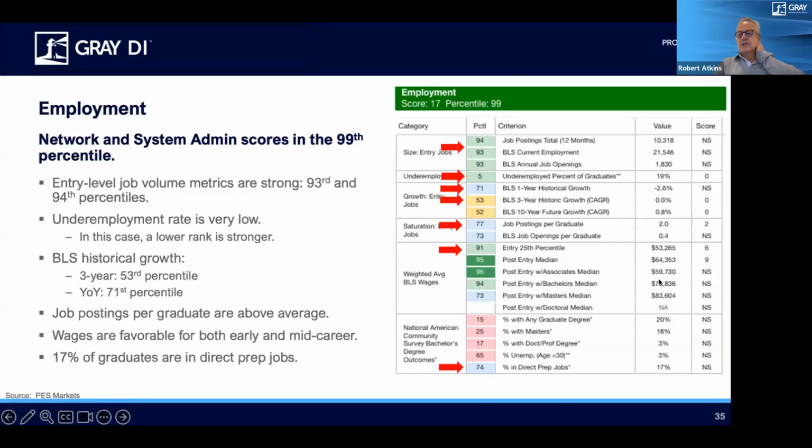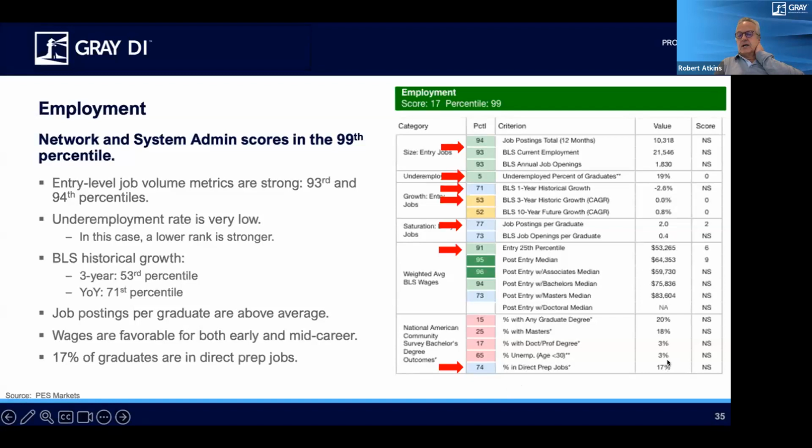So if they get an associate's, it actually bumps it down slightly, up from the entry, but not as high as it would be just for the average person who didn't get an associate's. It's often that way. Post-entry is 59. If they've gone on and gotten a bachelor's, it jumps to 75. And finally, if they get a master's, it's 83. Keep in mind that their bachelor's or master's may be in a different field.